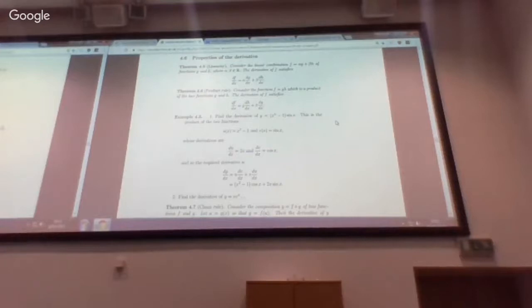So if we need to obtain the derivative of y, we can obtain that from the known derivatives of the two component functions. So if we call those u and v, u is x squared minus 1, v is sine of x.